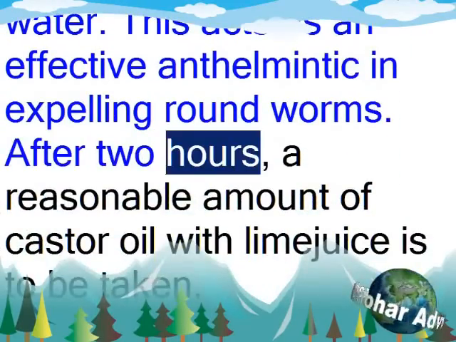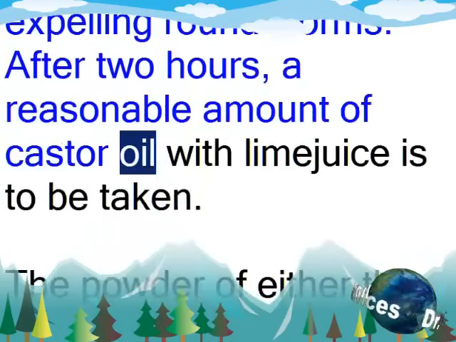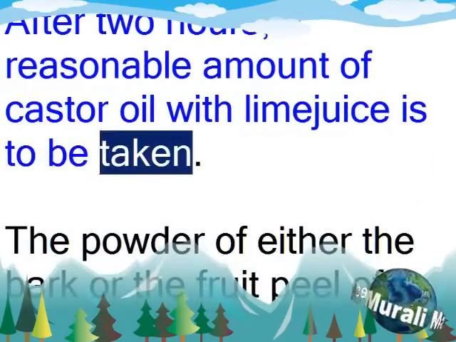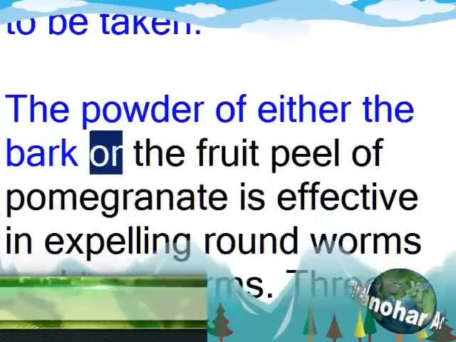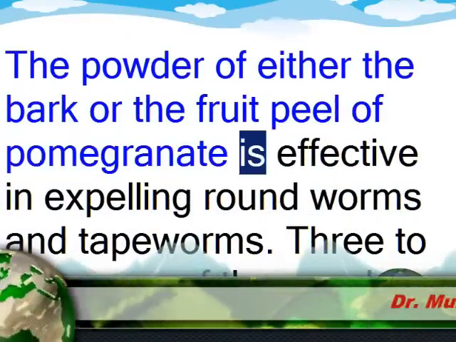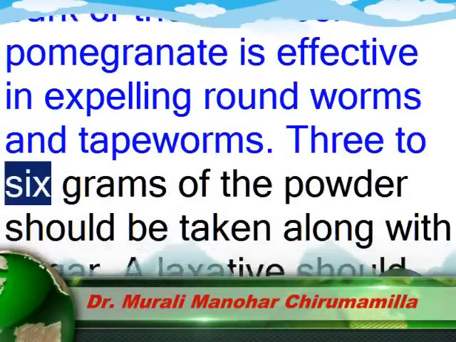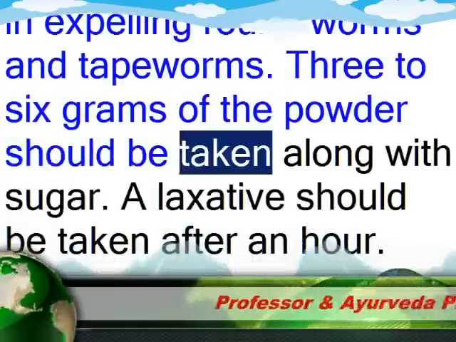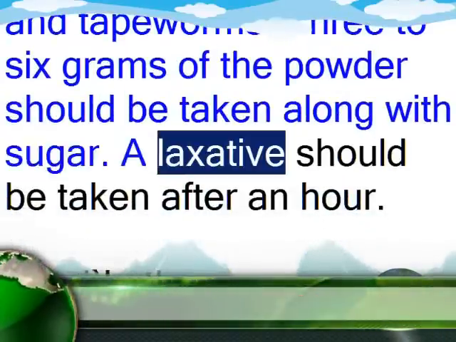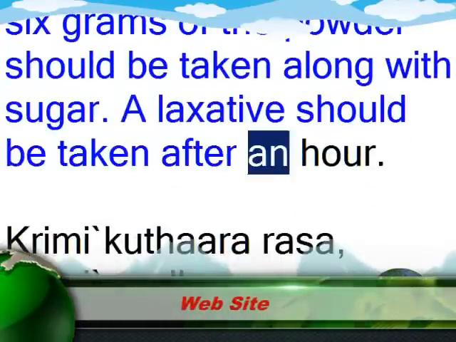After 2 hours, a reasonable amount of castor oil with lemon juice is to be taken. The powder of either the bark or the fruit peel of pomegranate is effective in expelling roundworms and tapeworms. 3 to 6 grams of the powder should be taken along with sugar. A laxative should be taken after an hour.